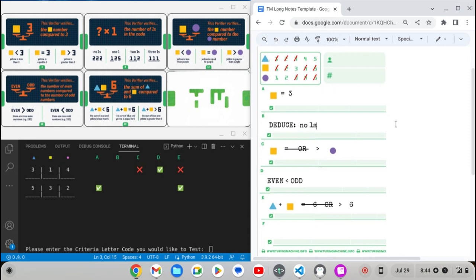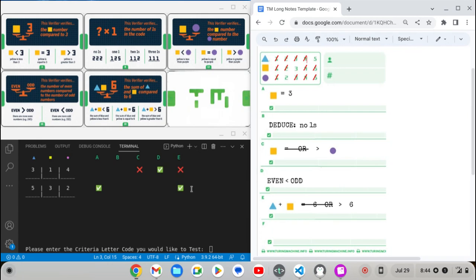So I'm going to say deduce no 1s. Okay, so that means I can cross out the 1. There's our lone even. So that would force triangle to not be 4. And you have your 5, 3, 2. Okay. And so we didn't have to test criteria card B.